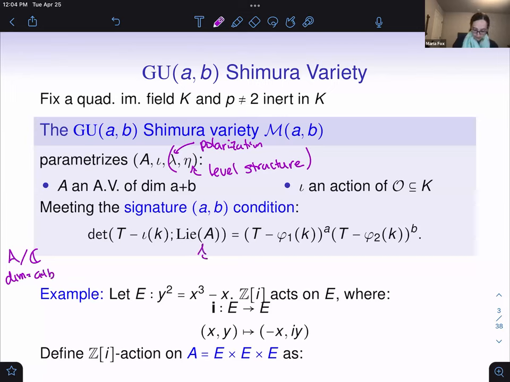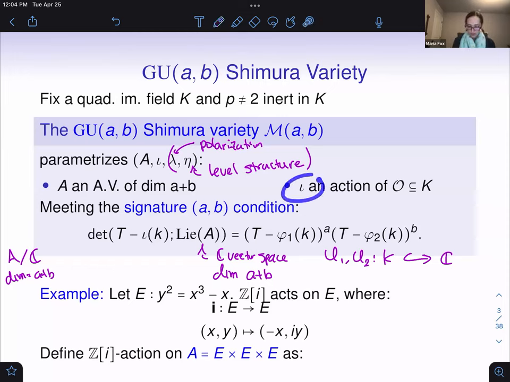Then its Lie algebra is now a complex vector space, also of dimension a plus b. And there's two embeddings of our quadratic imaginary field into the complex numbers, call them phi one and phi two. And the signature condition just says we have an action on our abelian variety. So there's an induced action on this complex vector space. And we want this induced action to act through the first embedding on a dimensions of this complex vector space and through the second embedding on b dimensions.